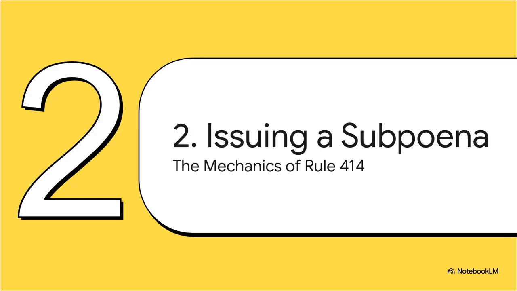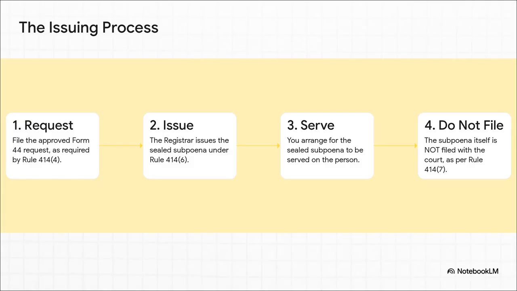All right, so you know which type of subpoena you need. Now, how do you actually get the court to issue one? Let's get into the mechanics. The process is very specific, so you've got to follow the steps. First, under Rule 414, subsection 4, you have to file a request using Form 44. Next, under subsection 6, the registrar looks at your request and, if it's all in order, issues the subpoena with the court's seal. Then you serve it.